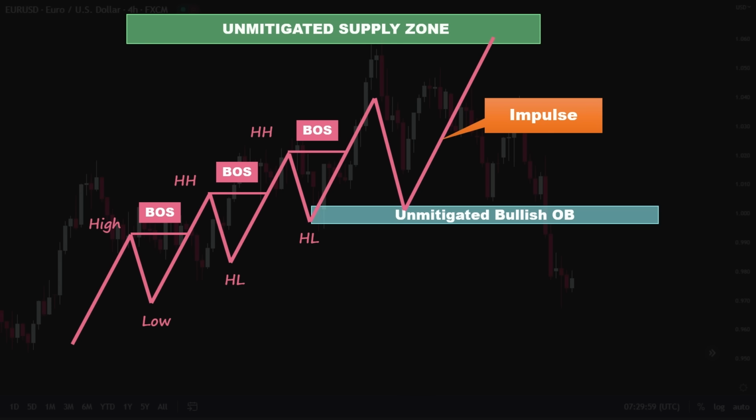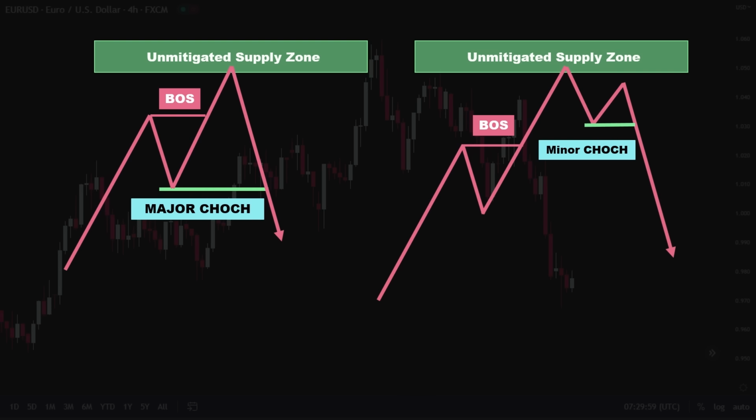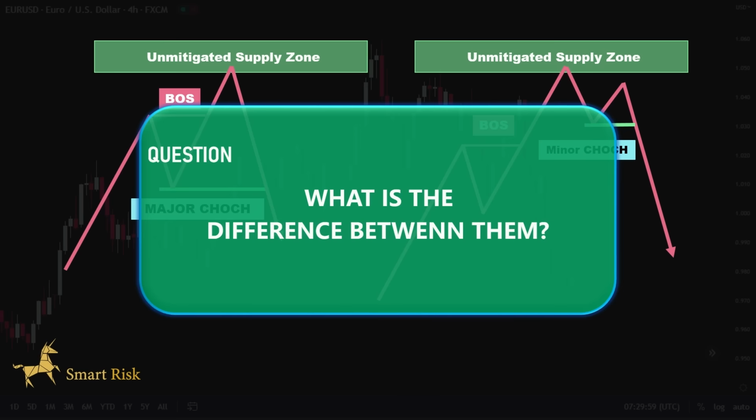As we have mentioned before, the change of character would occur in two ways, minor and major. So let's see what the minor and major change of character are. Imagine we have structures like these. In the right corner, we have the major change of character schematic figure, and in the left corner, we have the figure of the minor change of character. So, guys, what is the difference between them?